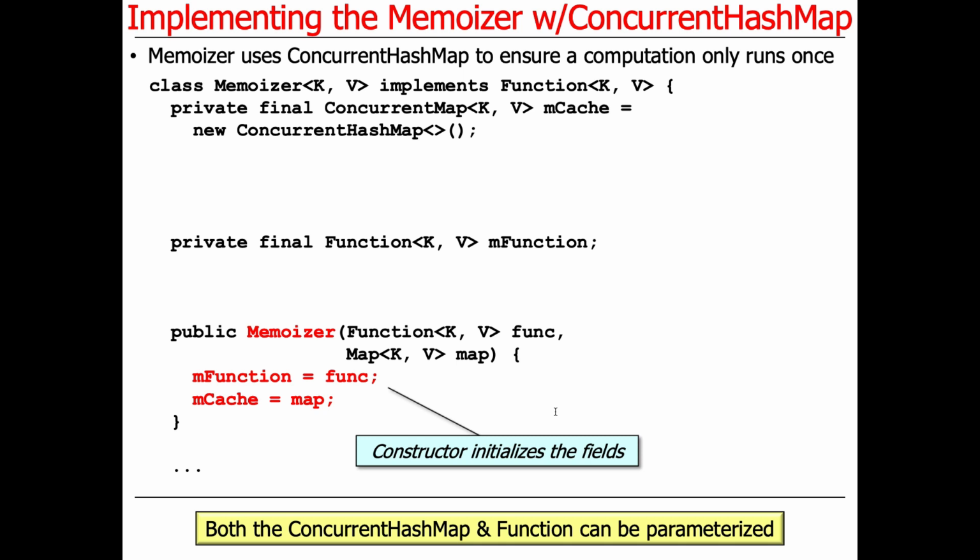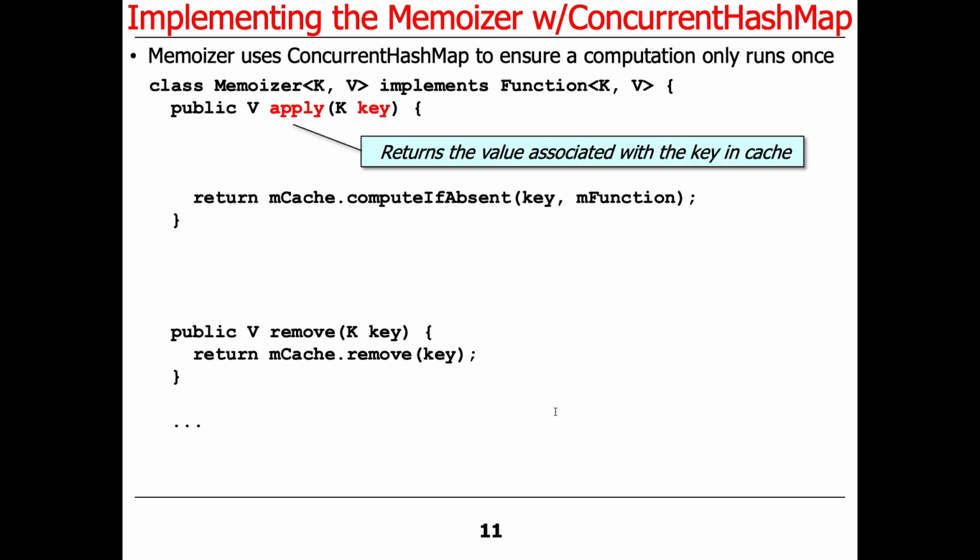And you'll see that the constructor takes a function and a map, and it goes ahead and updates the fields. And notice something interesting. We're going to parameterize both ConcurrentHashMap and Function. I guess I should really say both ConcurrentMap and Function, because it could be something other than a ConcurrentHashMap. We could use some other kind of map implementation if we so desired.